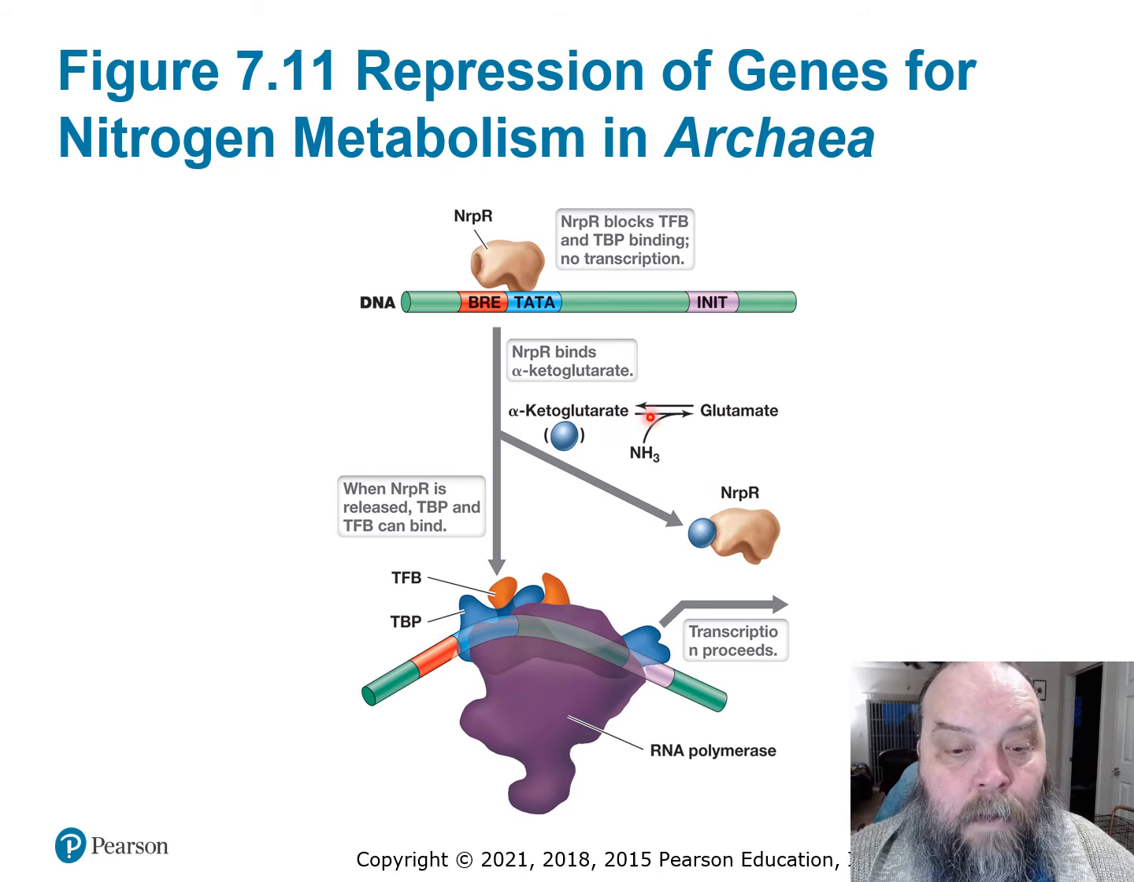If there are low levels of alpha-ketoglutarate, NRPR is active. No reason for nitrogen metabolism enzymes. But ammonia is there because its levels are high. It's going to bind alpha-ketoglutarate, or I'm sorry, these levels are low. Then you have lots of alpha-ketoglutarate. This gets bound, allosterically inhibited. You get expression.